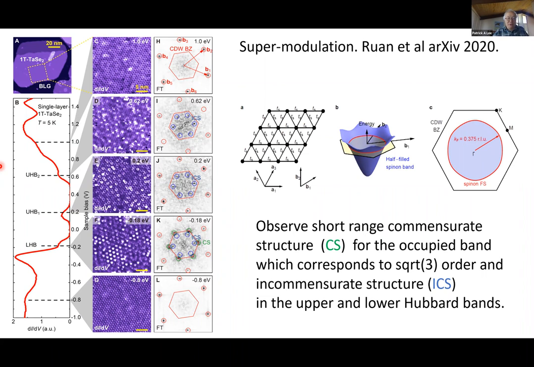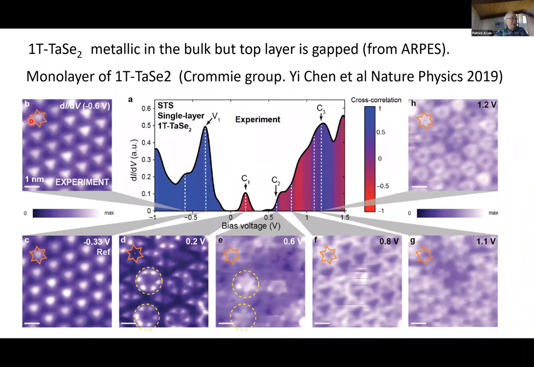But I don't want to talk about that today. I want to talk about a second thing that they saw, which is again very unusual. What they report is what they call supermodulation. Remember in the last graph, I showed you that this Star of David pattern itself forms a triangular lattice. But when they look very carefully, it's not exactly a triangular lattice. There's a modulation on top of this triangular lattice, okay?